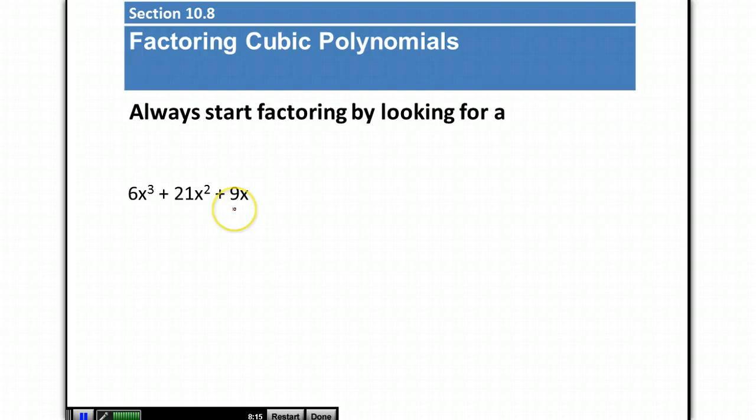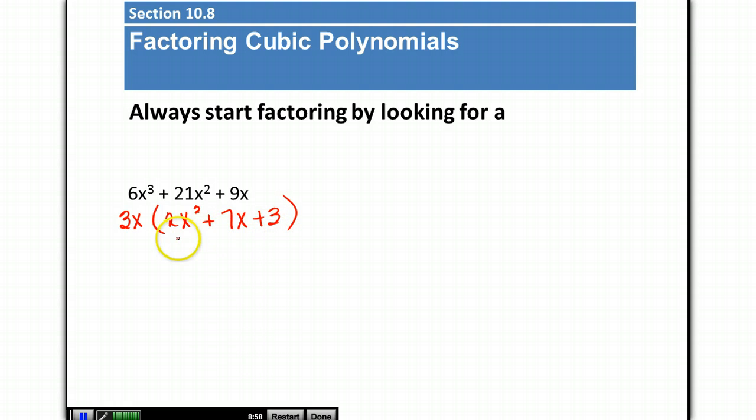What do we need to look for first? A common factor. What goes into these three terms evenly? 3x. We factor out a 3x. If I divide everything by 3x, what do I have left? 2x squared, 7x, plus 3. Now it's a trinomial. For a trinomial, I'm either going to see if it's a perfect trinomial square. Is the first a perfect square? Is 2 a perfect square? No. 3 is not a perfect square either. So it's not a perfect trinomial square.